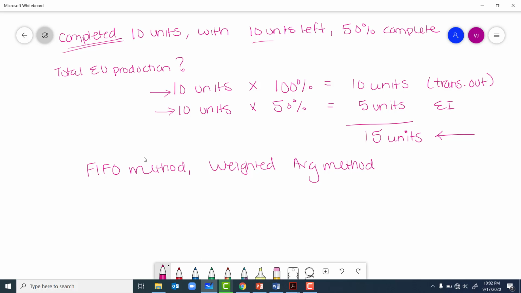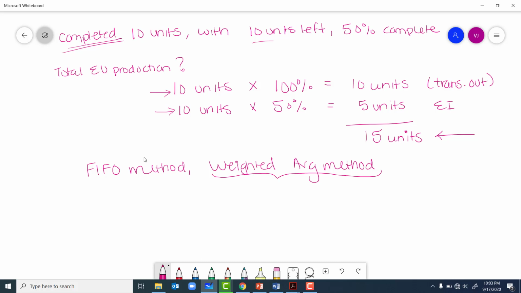The FIFO method is addressed in the appendix to the chapter. Our main focus will be on the weighted average method, since this one is the more simplified method and easier to put into practice, but both of them have the same approach, there are just some differences there. With the weighted average method, there's no distinction between work done in prior and current periods. So costs are blended from past periods with current periods.